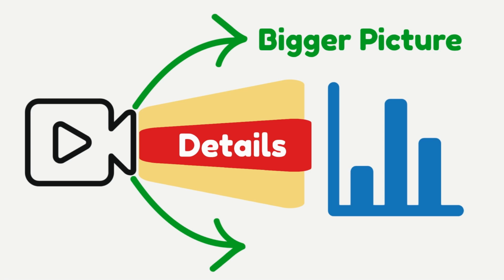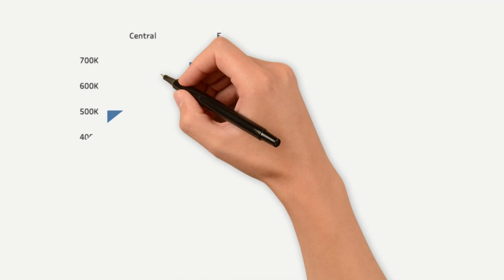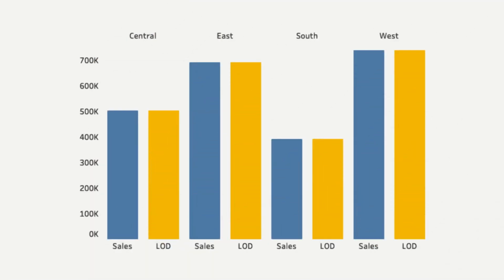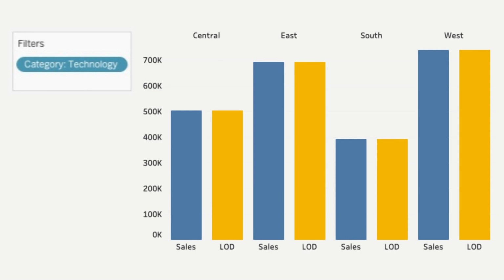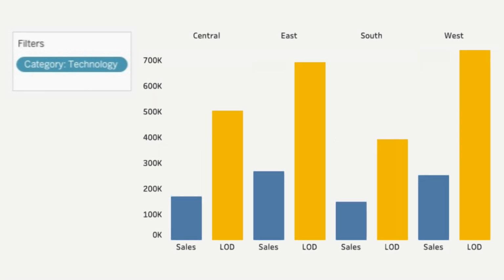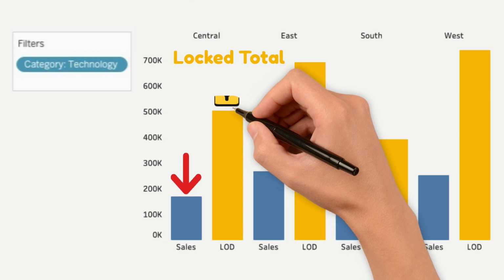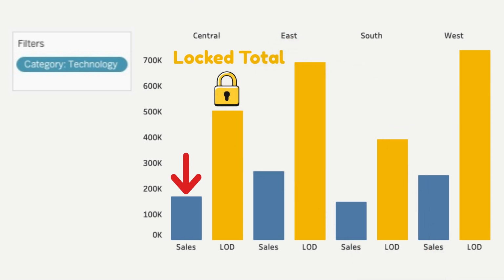To demonstrate this, I'll start off with a view that has blue bars to represent the sum of sales by region, and yellow bars that use an LOD to show the total sales by region. Say you filter for a category like technology. Tableau recalculates the totals, and the sales number drops because it's only showing what's visible in the view. But with the LOD, it's like zooming out to see the full picture. The calculation locks in the total sales and ignores the filter completely. LODs let you control the level of detail in your calculation, no matter what's in your view.